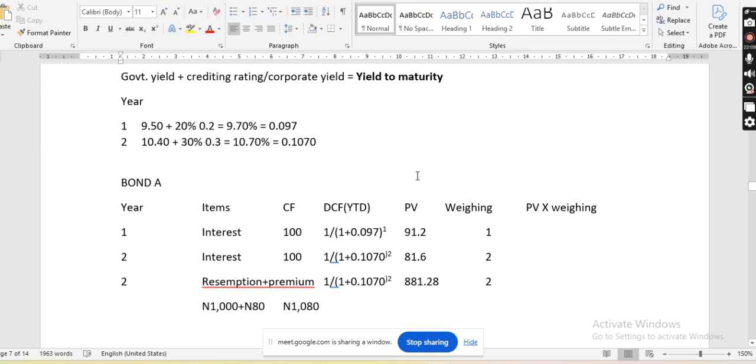So when you multiply, what do you have? Quickly, duration of a bond. When you multiply, what do you have? 91.2 for the first one. Next, 163.2. Okay, that's fine. Next.